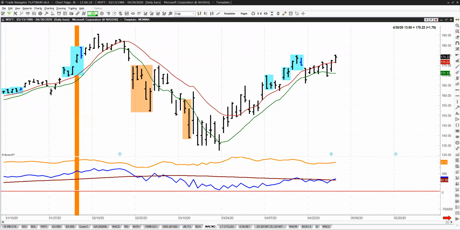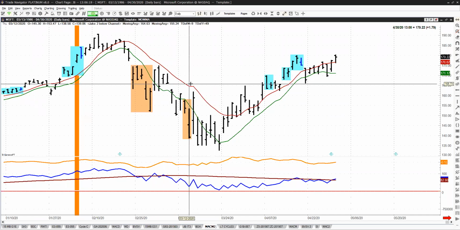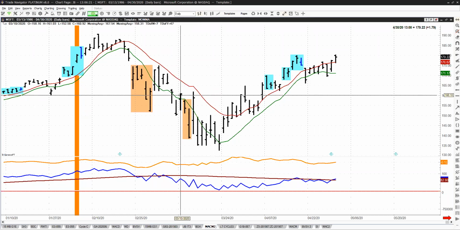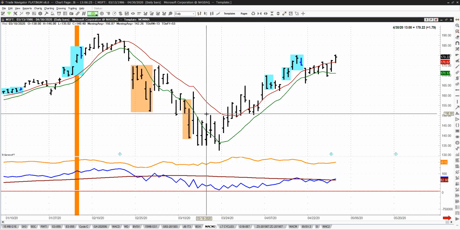On the top of the chart, I've got my moving average channel consisting of two lines. This red line, a 10-day simple moving average of highs. The lower line, an 8-day simple moving average of lows. So that's my moving average channel.